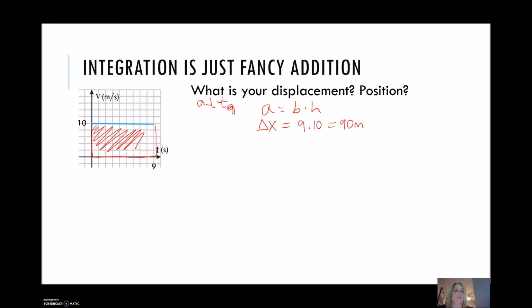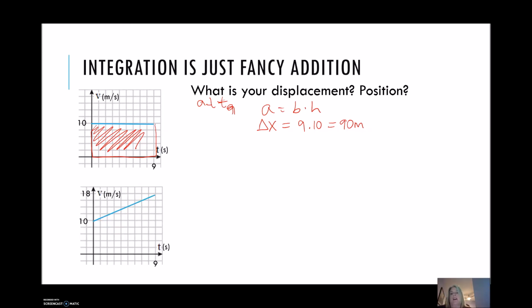If I started at x equals 0, absolutely, my position is 90 meters from where I started. But if I don't know where my initial position is, then I don't know where my final position is. So when we do areas, all I'm doing is getting a change.